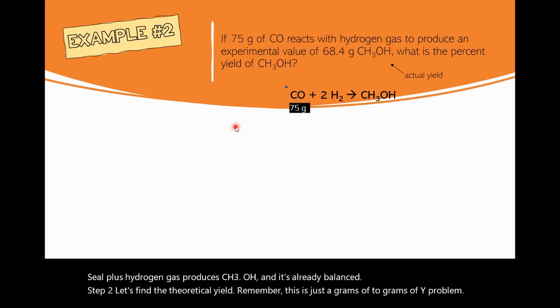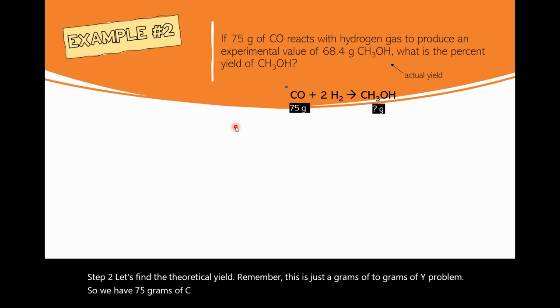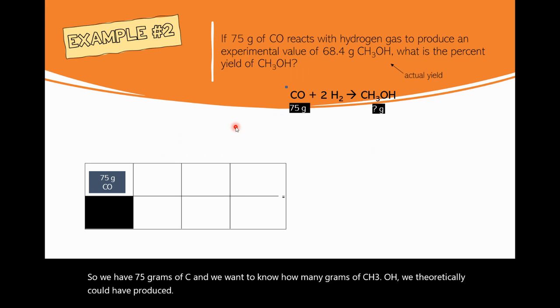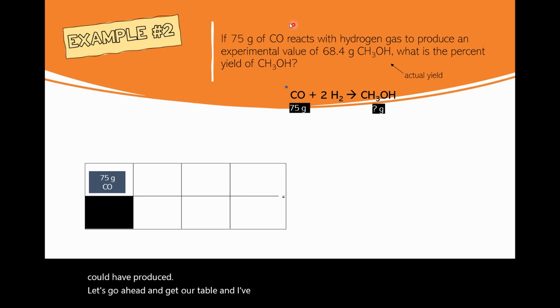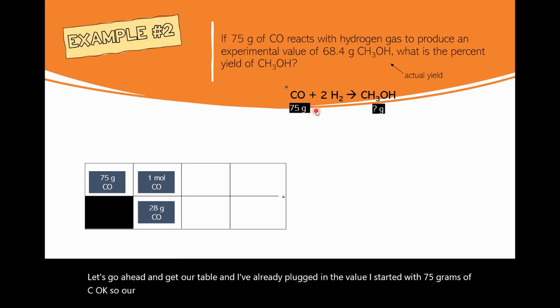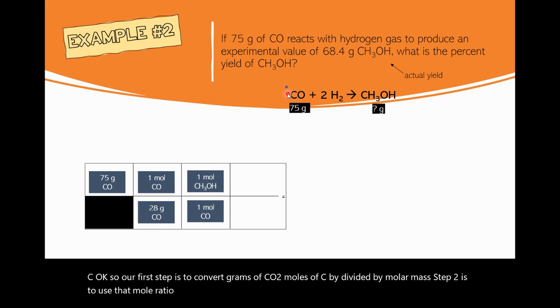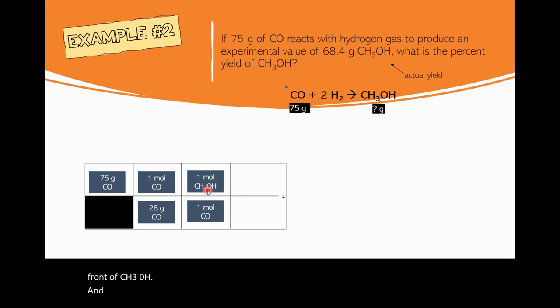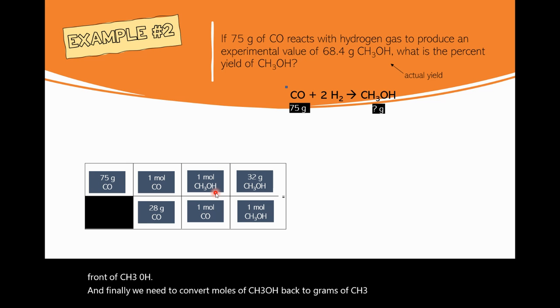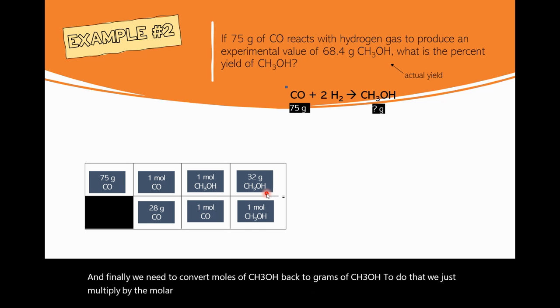So we have 75 grams of CO, and we want to know how many grams of CH3OH we theoretically could have produced. Let's go ahead and get our table, and I've already plugged in the value I started with, 75 grams of CO. Okay, so our first step is to convert grams of CO to moles of CO by dividing by molar mass. Step 2 is to use that mole ratio from the problem, and we have a 1 in front of CO and a 1 in front of CH3OH. And finally, we need to convert moles of CH3OH back to grams of CH3OH. To do that, we just multiply by the molar mass of CH3OH.